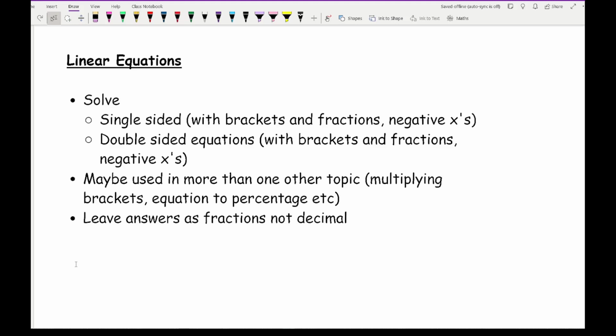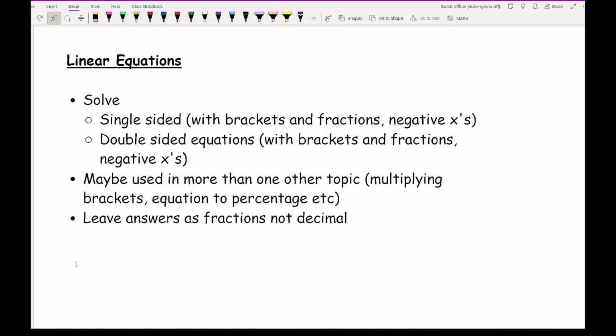Now, key thing to remember is that with it being a calculator paper, you may be tempted where your answer is going to be not an integer. So if possible, try and leave your answer as a fraction if it's a recurring decimal, or you really can't bother to round, which you don't really want to do in this particular topic. So just leave your answers as a fraction.